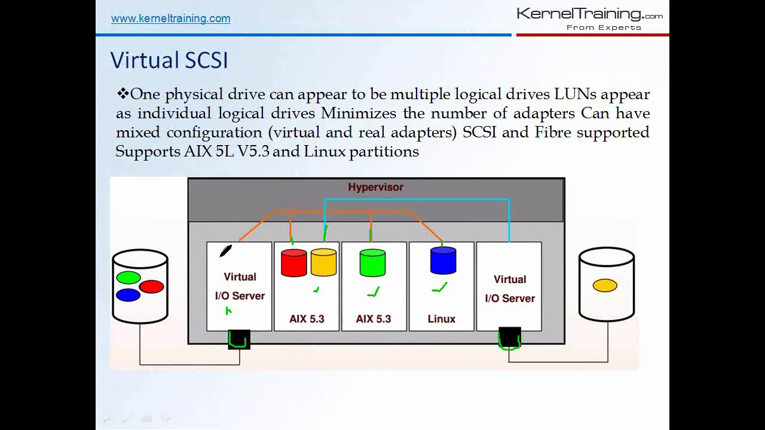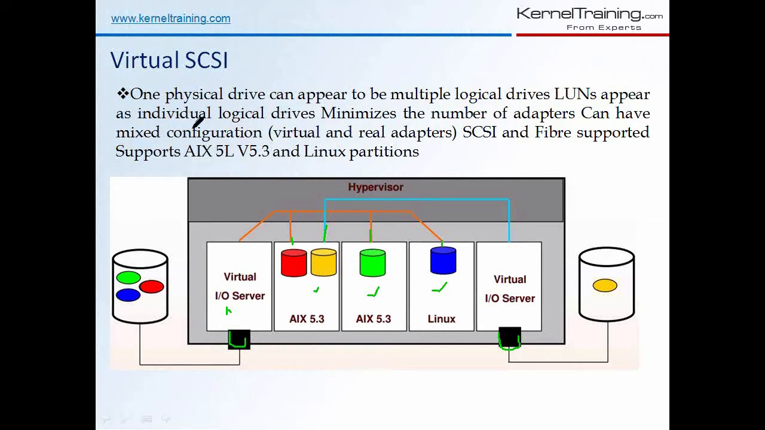So why are two VIO servers there? Because if one VIO server goes down, my secondary VIO server will take the responsibility. My partition will stay live, and I can add more space as per the requirement. That's why it is saying one physical drive can appear as multiple logical drives.